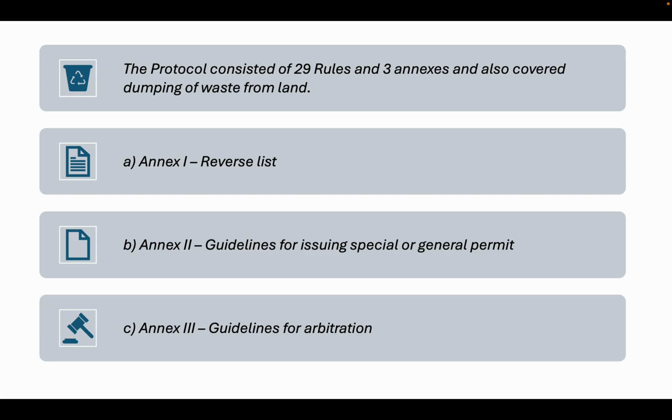And Annex 3 is guidelines for arbitration. Wherever money comes, arbitration comes. As we studied in the features, the party from where the pollution originated is liable to pay immediately. So where the money comes, arbitration comes. So they have given the guidelines for arbitration, how much you're supposed to pay in the event of pollution.